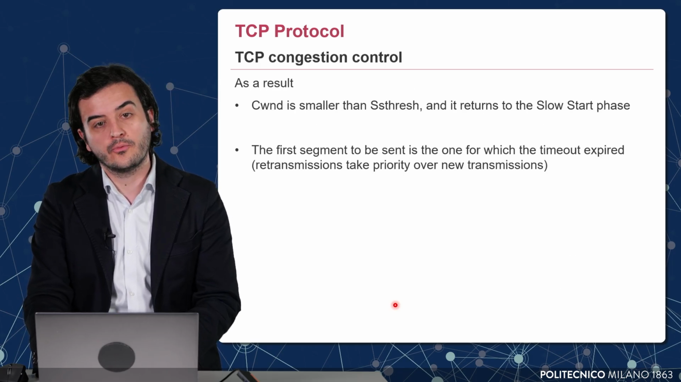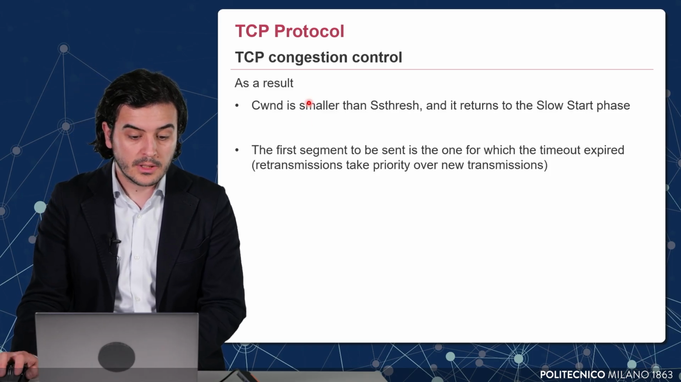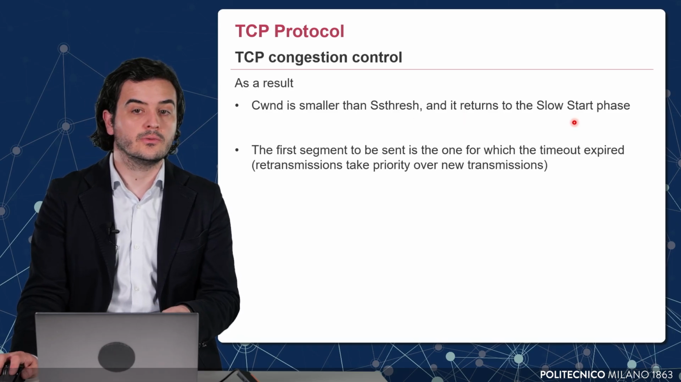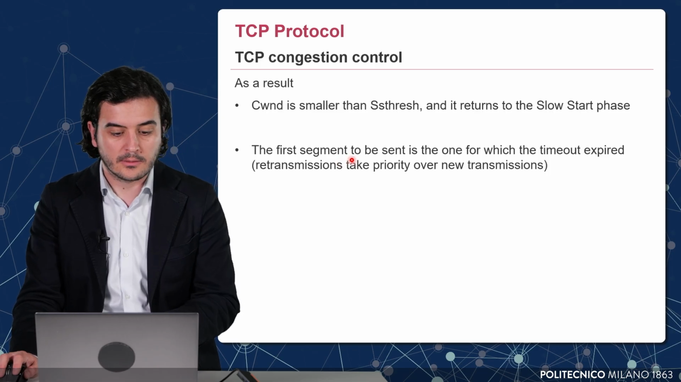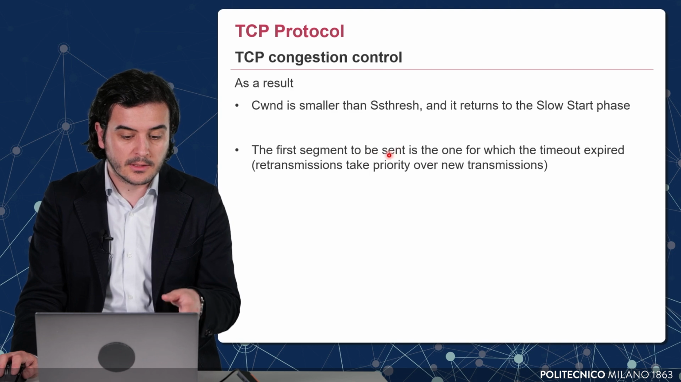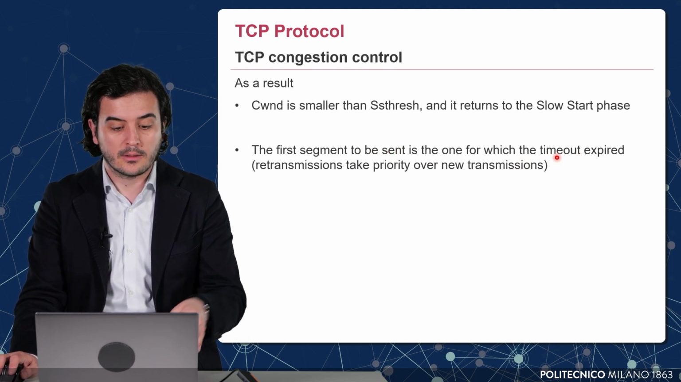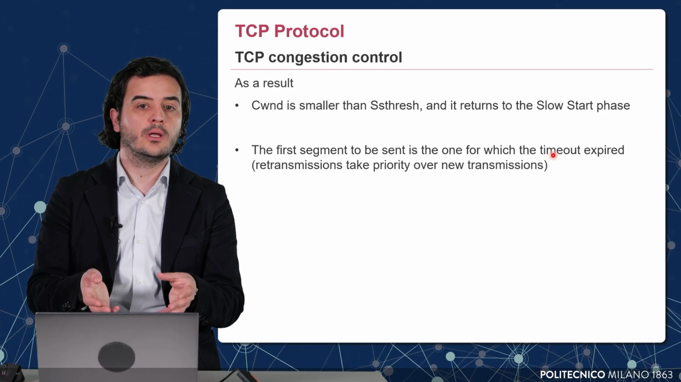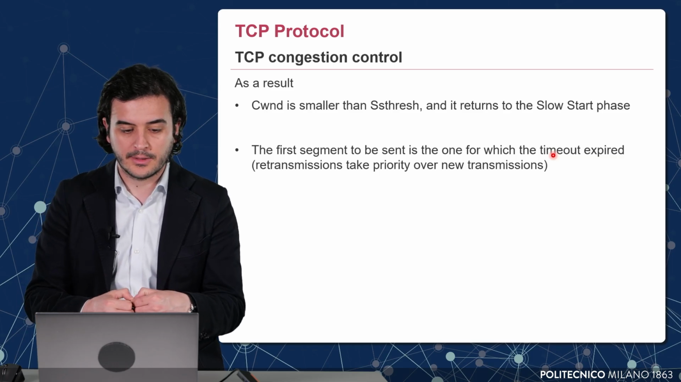So if we happen to be in this scenario, then the congestion window will be smaller than the threshold, and it will return to the slow start phase. And then the first segment which will be sent is the one for which the timeout has expired. So basically, we will retransmit the segment for which the transmitter never received an acknowledgement yet.